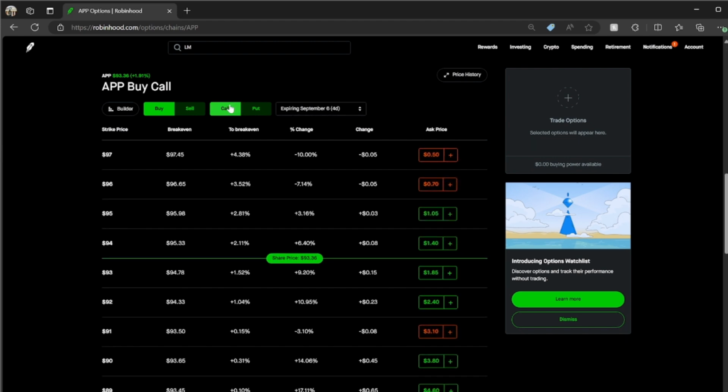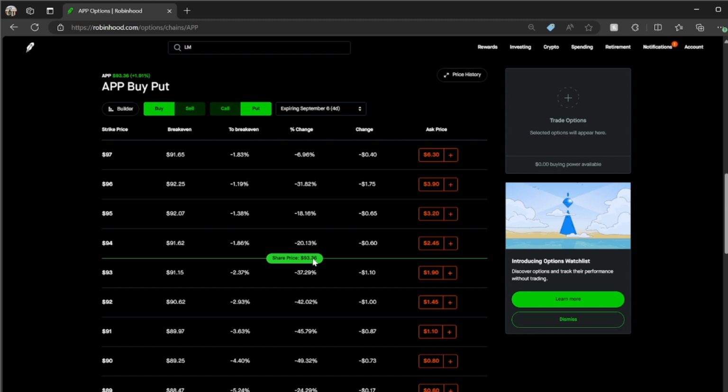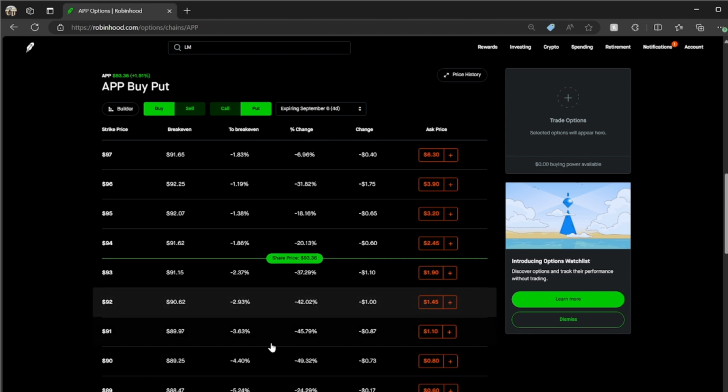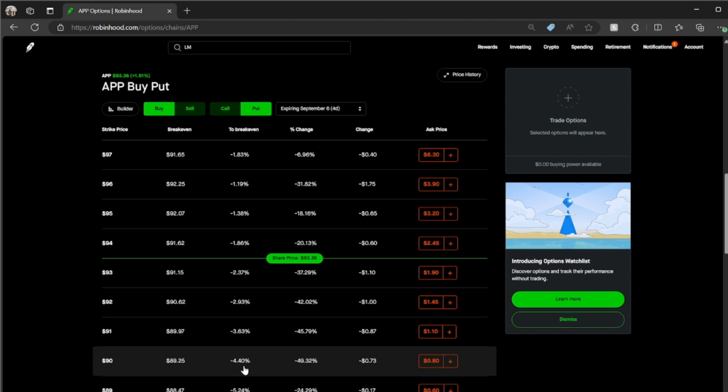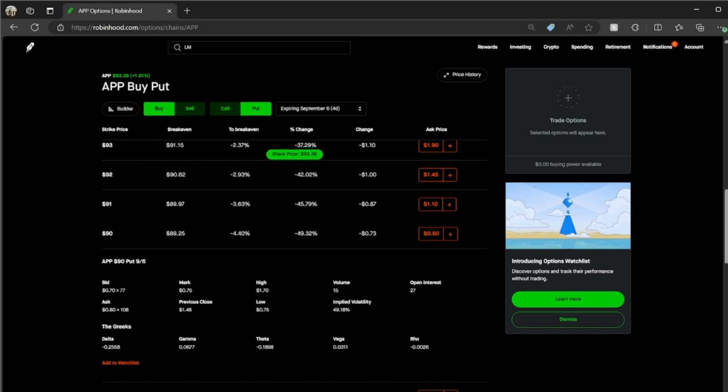We're still looking at September 6th expiration here. We're going to buy a put. You can see the current share price is 93.36. And so let's look at this $90 put and see how that looks. You can see right now much less open interest. So there's only 27 instances of this particular strike and security. So the $90 September 6th puts, there's only 27 of them that have traded hands effectively.